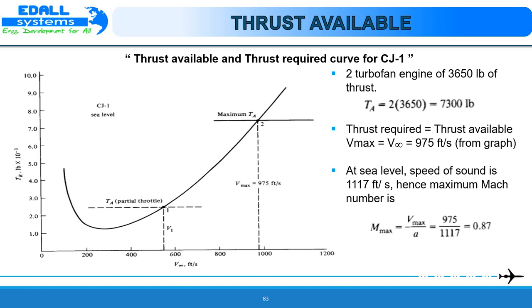At sea level, the speed of sound is 1117 feet per second. Hence, the maximum sea level Mach number is given as Vmax by a, which equals 975 by 1117, which gives you 0.87, the maximum Mach number.